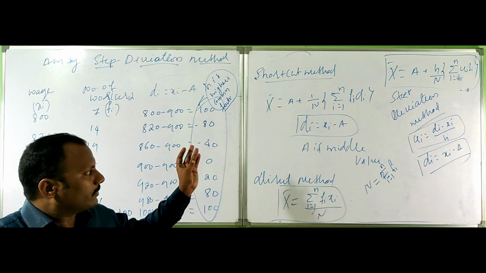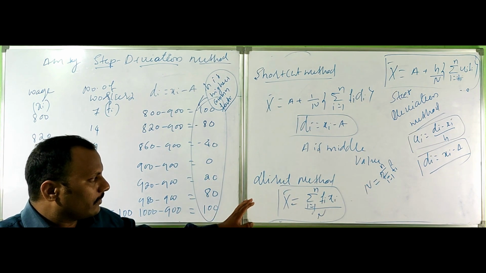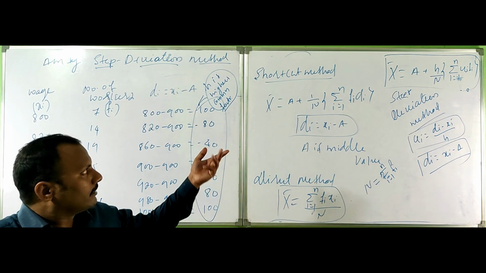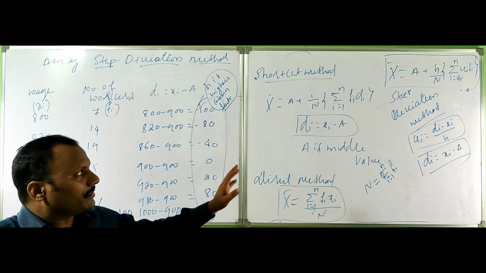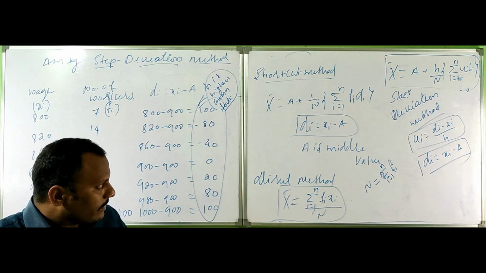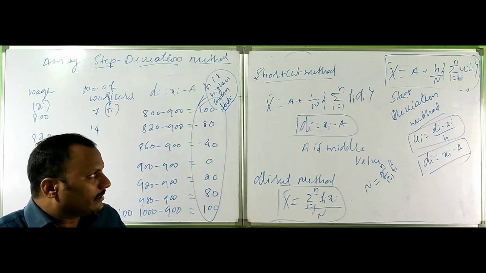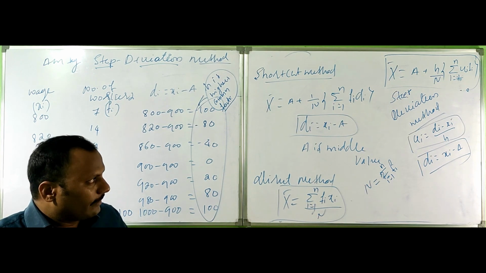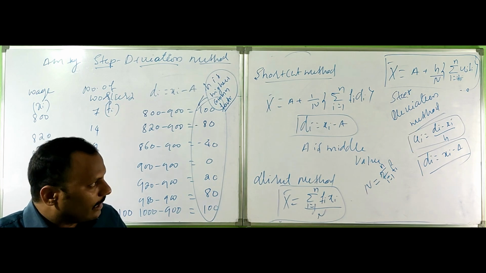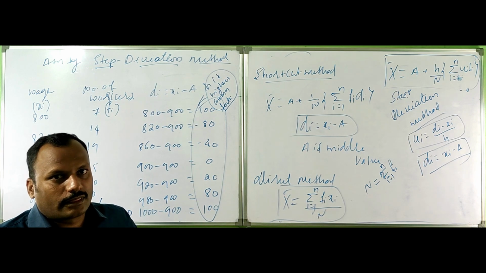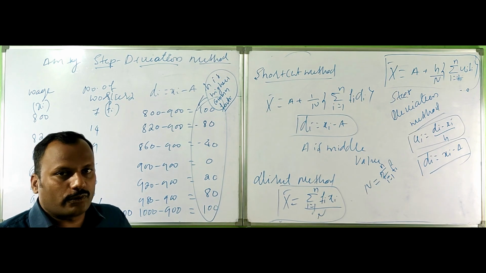For this, the first one is the direct method: x bar is equal to summation of i from 1 to n of fi xi divided by n. Second, the shortcut method: a plus 1 by n into summation of fi di, where di is equal to xi minus a and a is the middle value. And the step deviation method is a plus h by n into summation of ui fi, where ui is equal to di by h, di is equal to xi minus a, and n is equal to summation of fi.